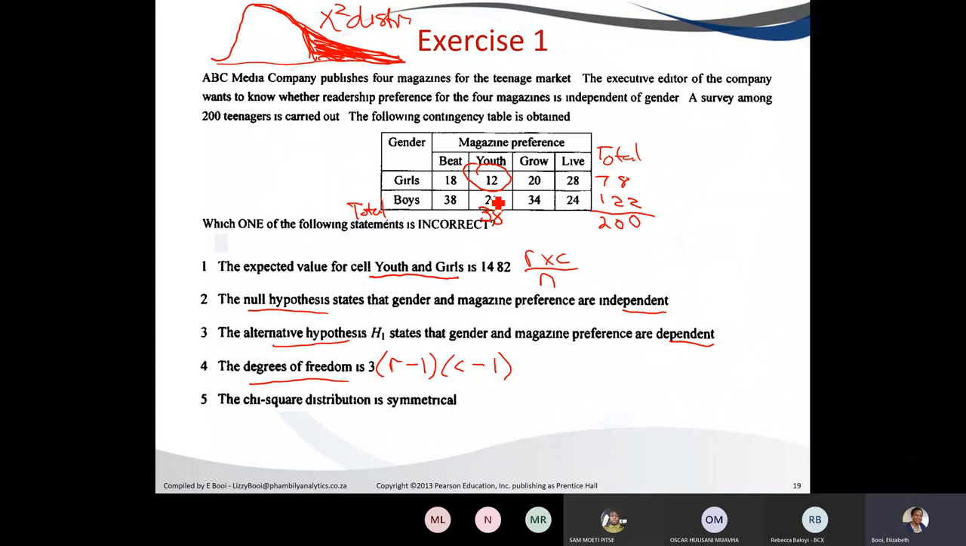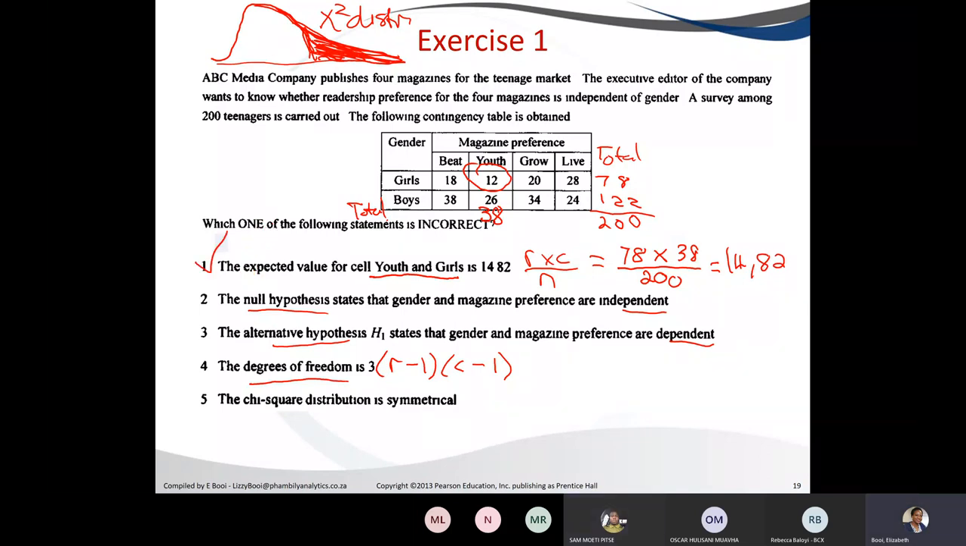What is the row total? It was 78. Our column total? 38, divided by 200. What do you get? It's 14.82, which means this is correct.